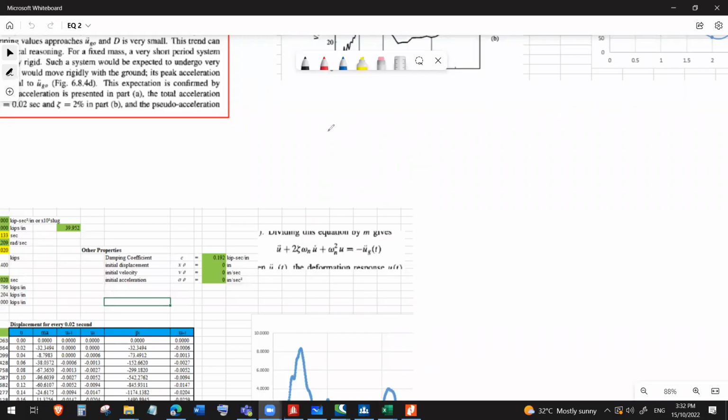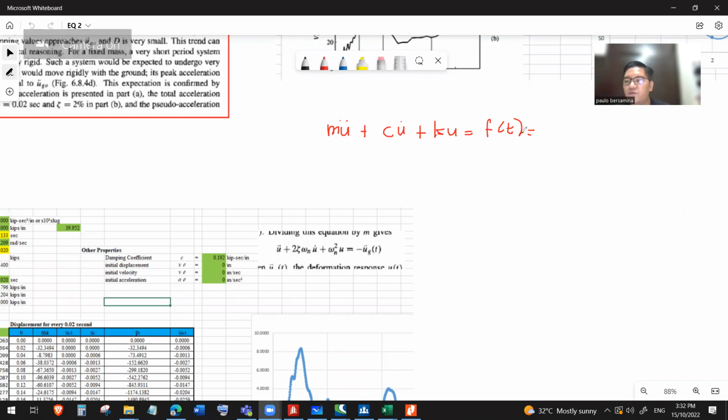Okay, so if this is our equation of motion, m u double dot plus c u dot plus k u equals a force as a function of time. Now, in our case, it's a ground motion. So, di ba, force is mass times acceleration. So force is mass times, instead of acceleration, the ground motion acceleration. We call that g double dot, meaning acceleration due to ground.